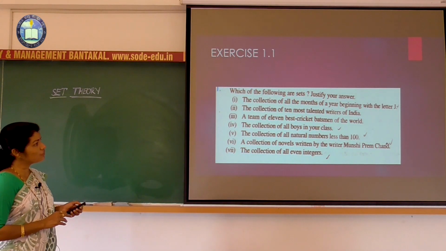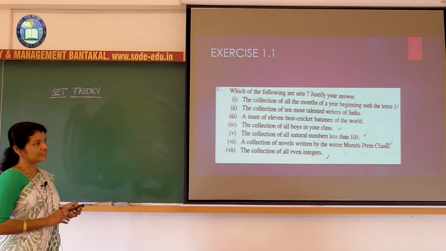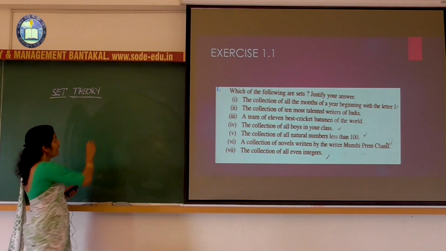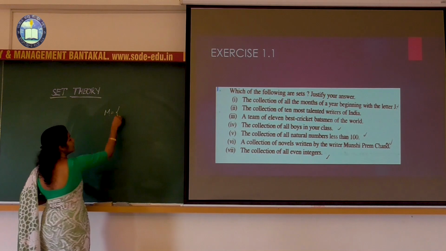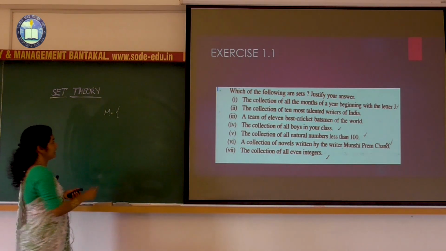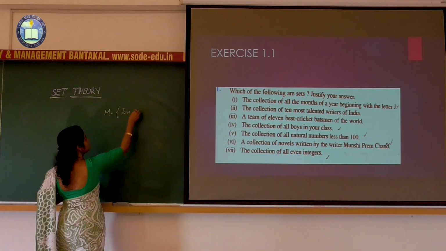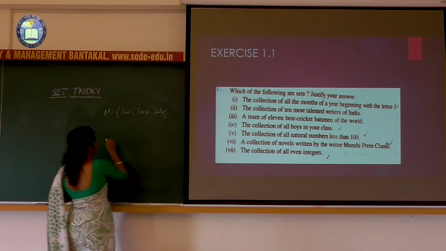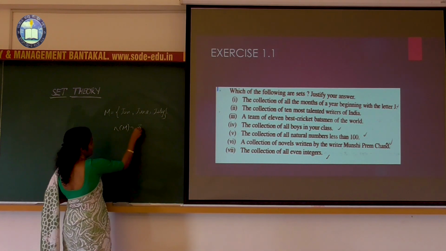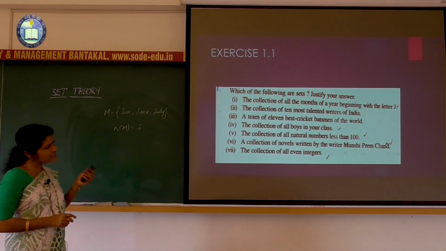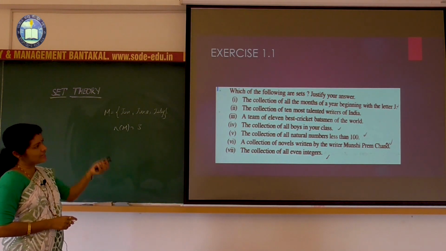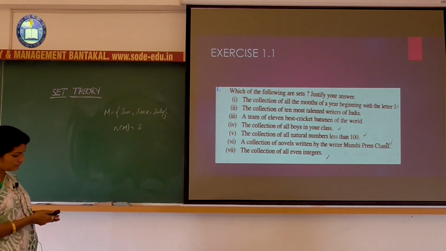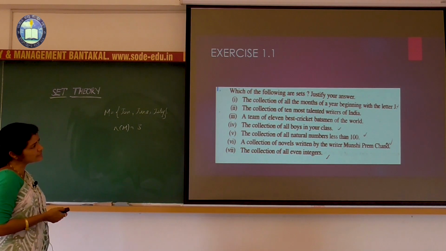You have to justify your answer. First one, the collection of all months of the year beginning with the letter J. Just think of the months of the year. How many do you have? 12. So you have to list out the months starting with the letter J: January, June, July. Only this much, right? So the cardinality of M is 3, but that is not asked actually. You just have to say which examples form a set and which do not. So the first one is a well-defined collection; this forms a set.